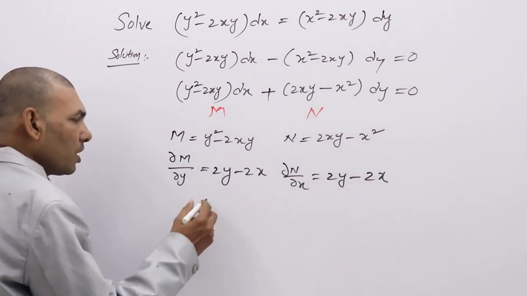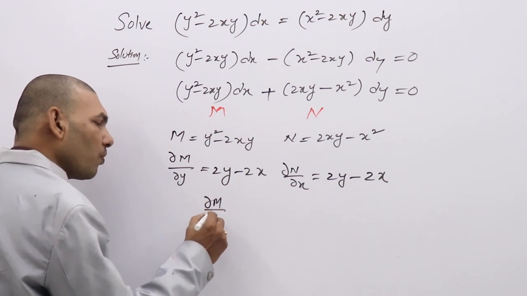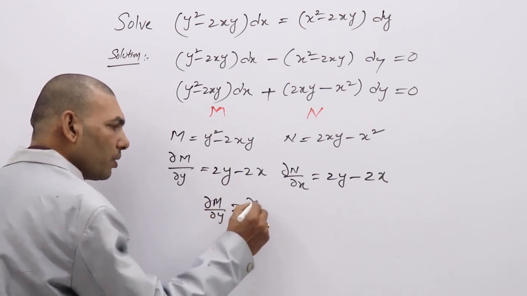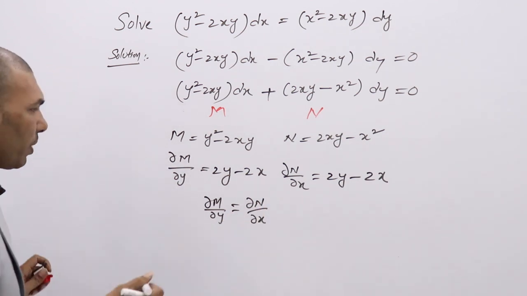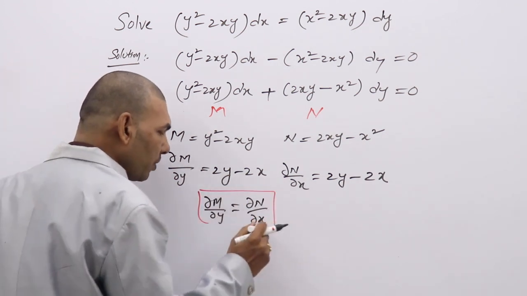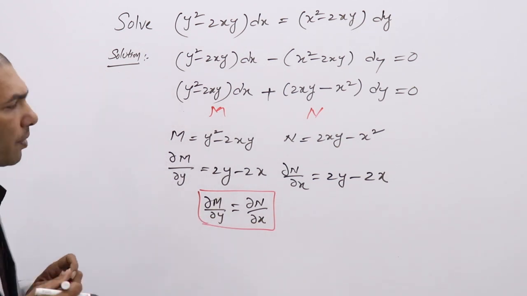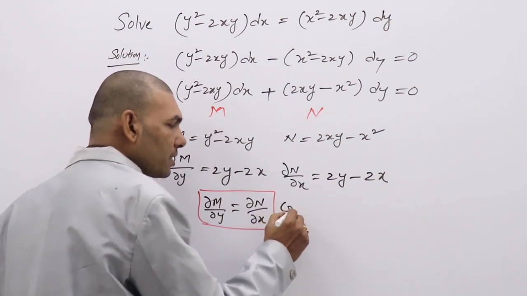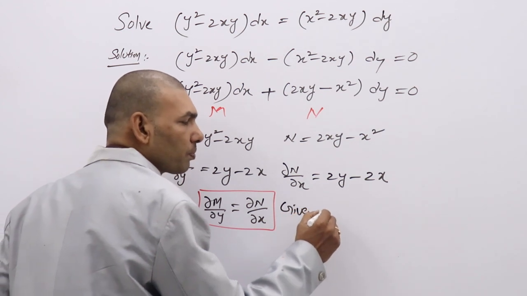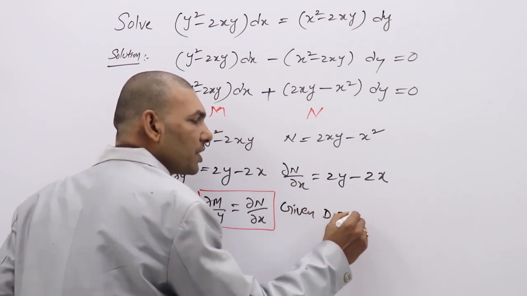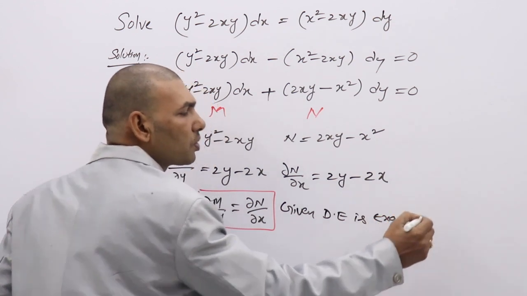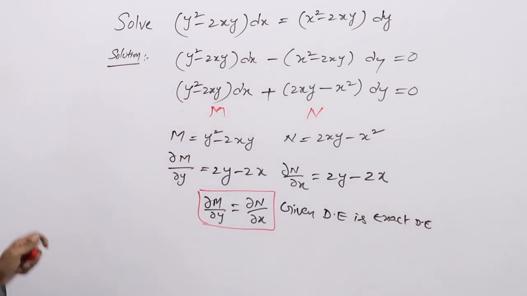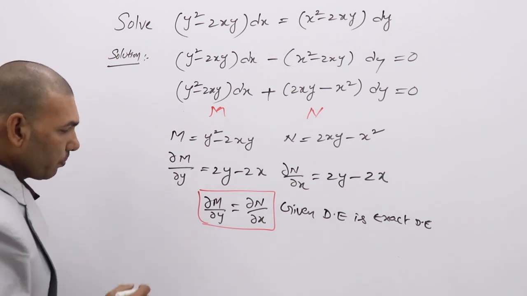Now, if you observe, ∂M/∂y equals ∂N/∂x. When ∂M/∂y equals ∂N/∂x, we can say the given differential equation is exact. So we need to find the general solution.